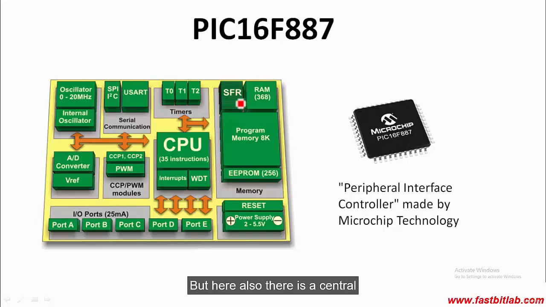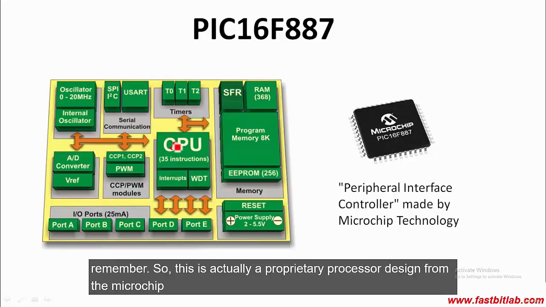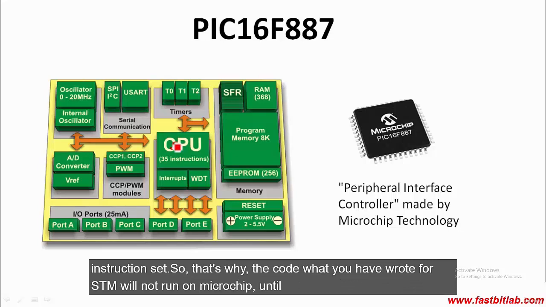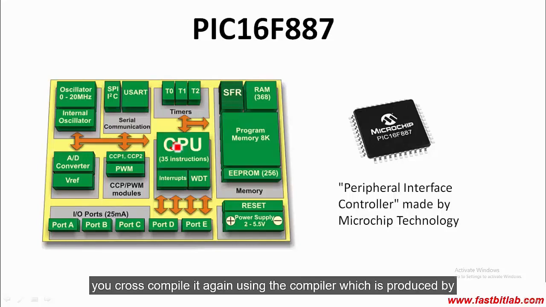But here also there is a central processing unit, but this is not an ARM processor, remember. This is actually a proprietary processor design from Microchip itself. It's their own CPU architecture. You can call it PIC architecture. It's their own CPU, so it has its own instruction set. That's why the code you have written for STM will not run on Microchip until you cross compile it again using the compiler produced by Microchip.